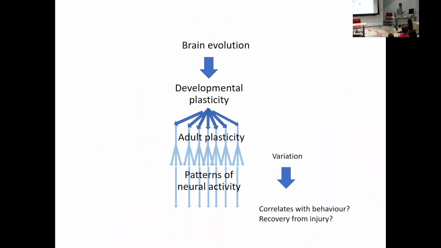So our goal is to describe the full variability across individuals. And then we want to see if this correlates with behavior or learning or rehabilitation. And we can ask, does this individual variation constrain behavior or learning? Can we predict behavior or learning? That's the direction that we're heading with this.